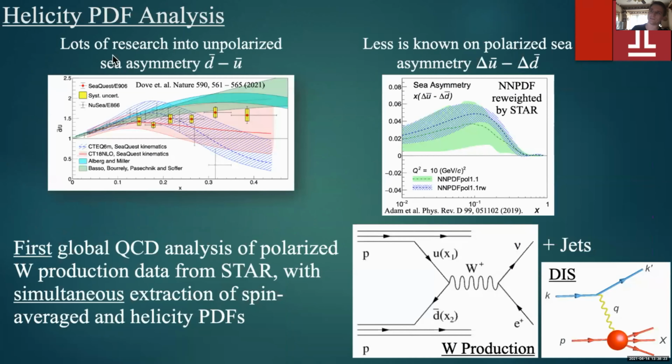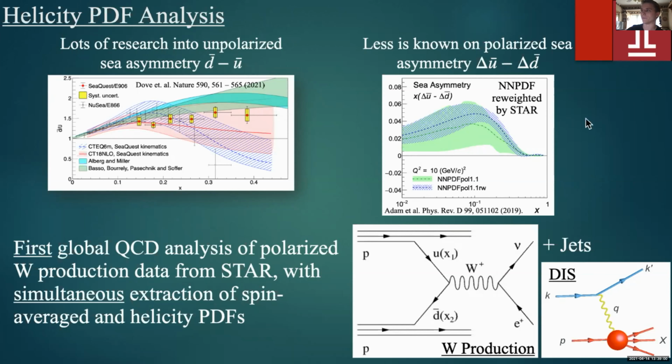That was JAM in general, but this analysis in particular is focused on helicity PDFs. We know that lots of research has already been put into the unpolarized sea asymmetry, d bar minus u bar. For example, there have been SeaQuest experiments and experiments at NuSea in the past, and recently, just this year, there's been some new data from SeaQuest. However, I want to focus on the polarized sea asymmetry, where much less is known.